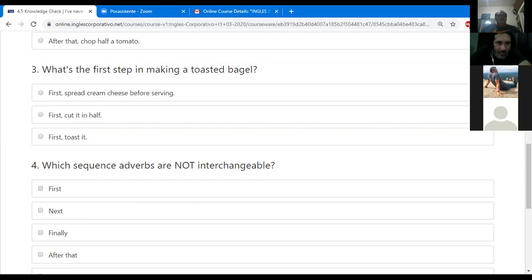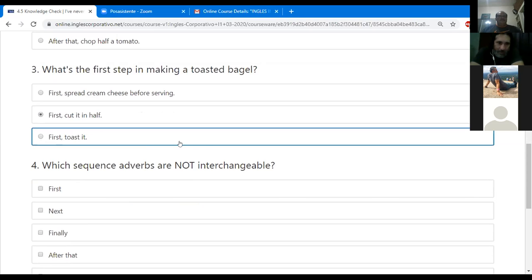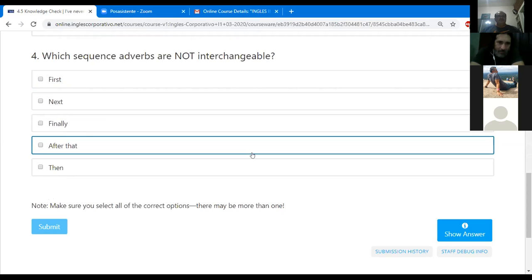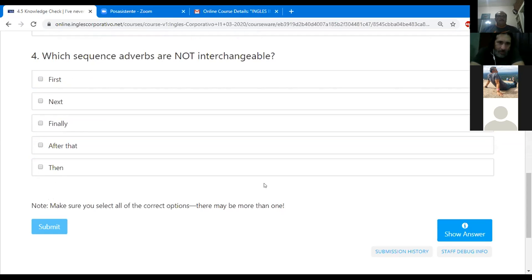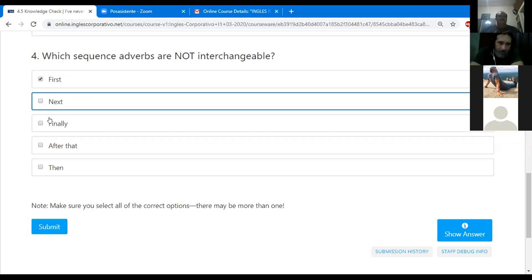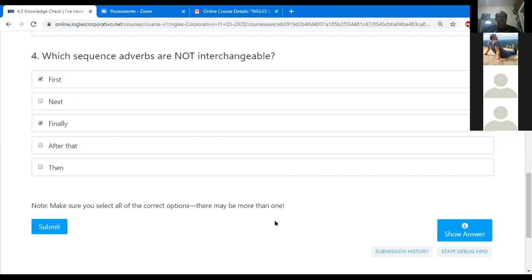What is the first step in a toasted bagel? The second one. Okay, first cut it in half. Which sequence adverbs are not interchangeable? First and finally. Both of them. Okay. Ready? There we go.